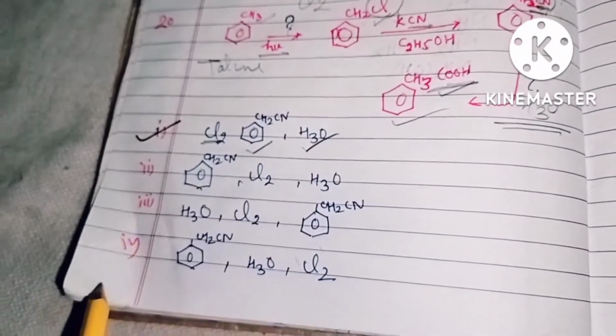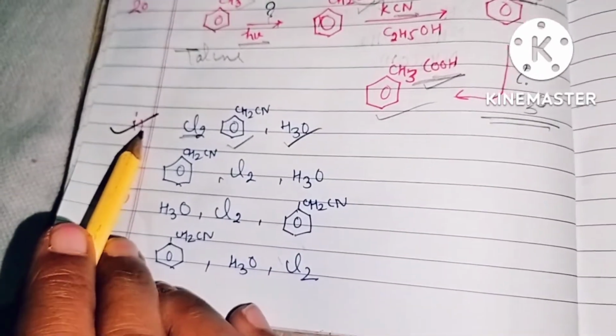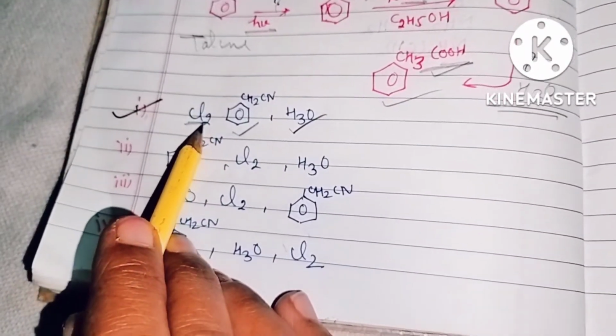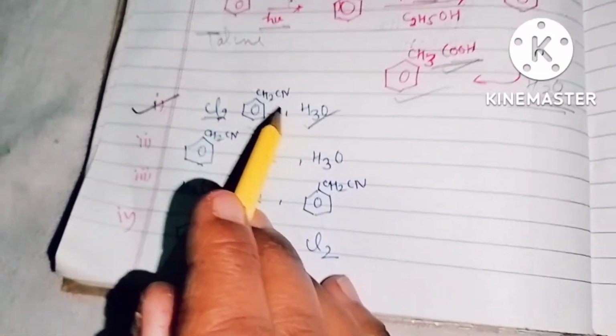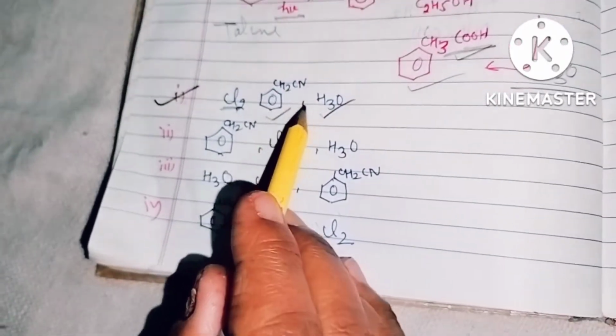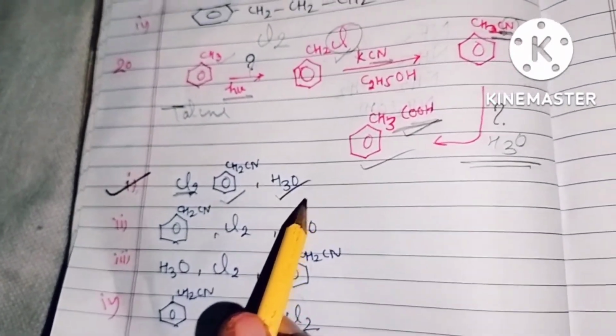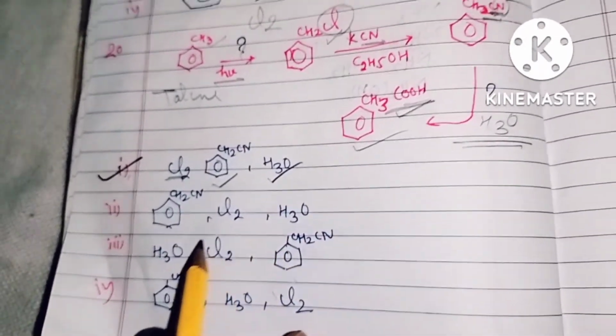So there are four options given here. The right answer is the first. In the first option, chlorine Cl2 is used, the second product formed is CH2CN, and third is hydrolysis with water. This is the right answer.